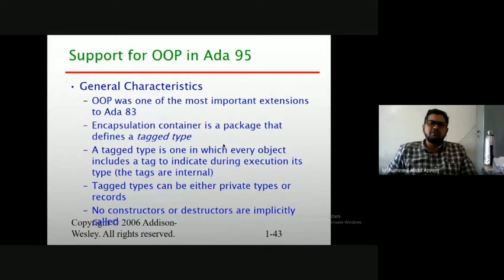Encapsulation is done with the help of a container, which is a package that defines a tagged type. A tagged type is one in which every object includes a tag to indicate its type during execution. The tags are internal. We'll see this with the help of slides coming next. A tagged type can be either a private type or a record. No constructors or destructors are implicitly called here, whereas in C++ and Java, constructors and destructors are called implicitly.